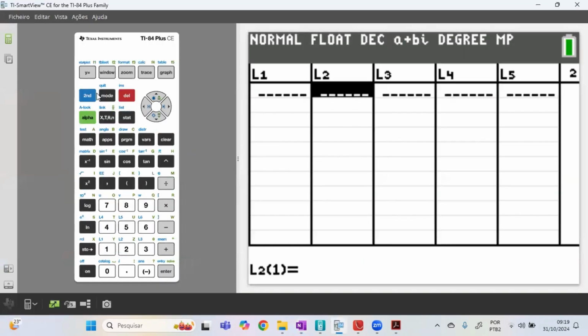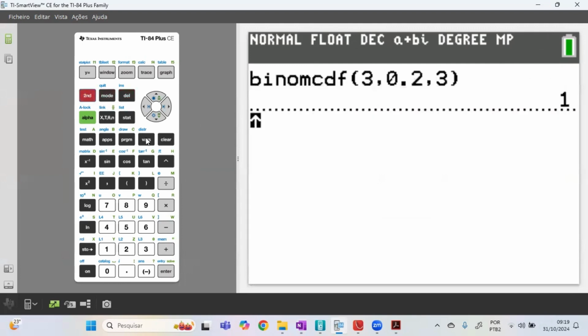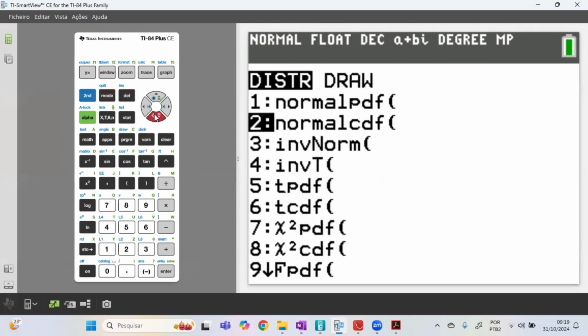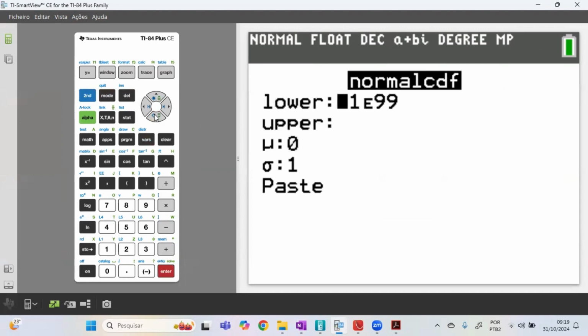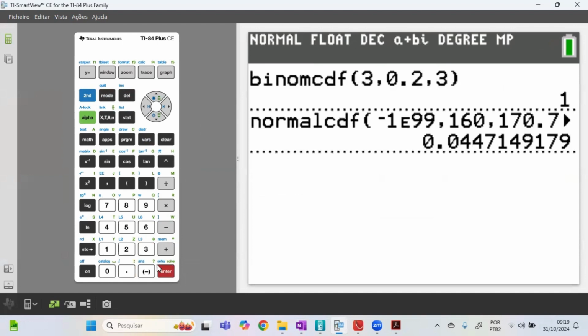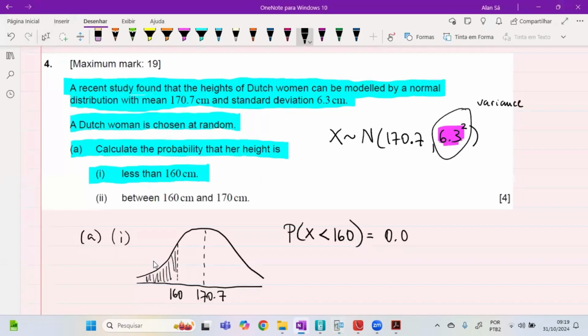On the Texas, we go to distribution, then normal cumulative, and we leave this number as the lower bound, an extremely large negative number. The upper value is 160, the mean 170.7, and the standard deviation 6.3. That's the probability, 0.0447. Let's do the same in the Casio calculator.